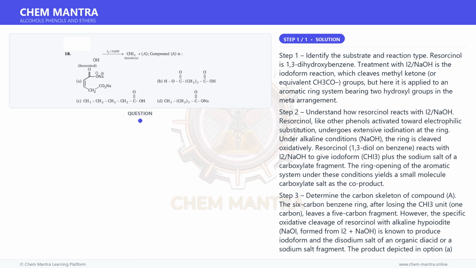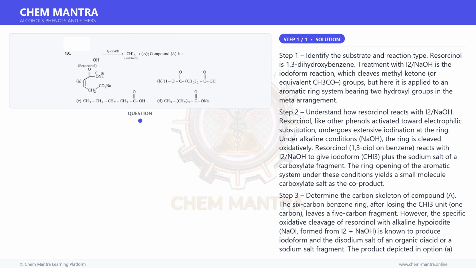Resorcinol, a 1,3-diol on benzene, reacts with I2/NaOH to give iodoform, CHI3, plus the sodium salt of a carboxylate fragment. The ring opening of the aromatic system under these conditions yields a small molecule carboxylate salt as the coproduct.